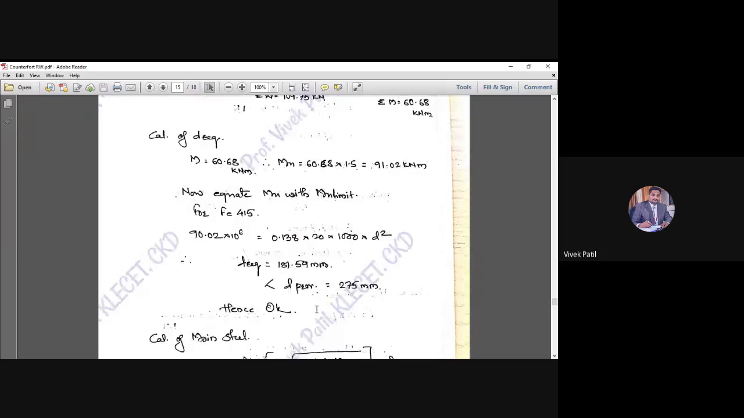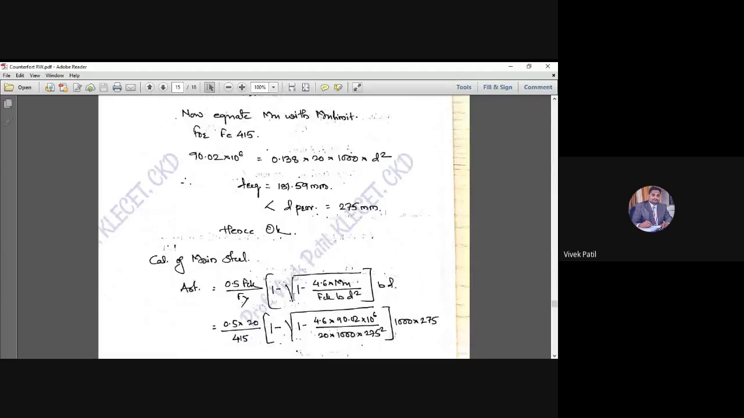So now let us go for the calculation of the main steel. We know the formula for the main steel: Ast equals 0.5 fck divided by fy, into 1 minus root of 1 minus 4.6 Mu divided by fck bd square, into bd. So replace all the values. Here it will be 92 point something. The remaining values are correct. Just calculate what Ast is.